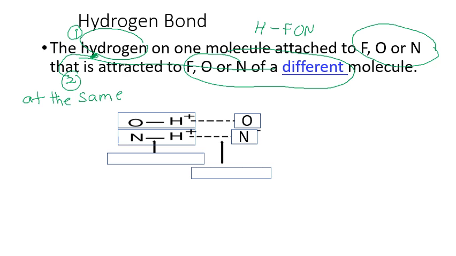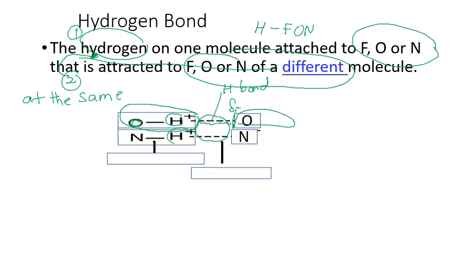If we look here, this is the hydrogen in one molecule. This hydrogen is attached to FON. At the same time, this hydrogen is also attracted to another FON, in this case the oxygen, which is from another molecule. So this dotted line is considered as hydrogen bond.